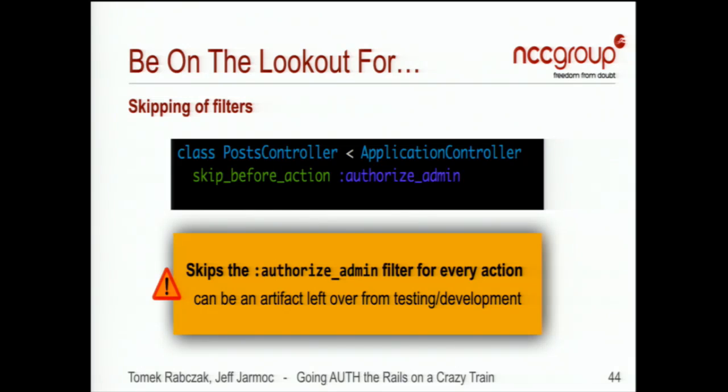Skipping of filters. This is one of the first things that I look for. Pretty much grepping for skip_before_action, skip_before_filter, and assessing why they are doing this. Did they actually mean to do it? Was it kind of lazy coding? You might think of an example where a developer wants to test their application using curl, right? And so they're going to add skip_before_action :verify_authenticity_token because the CSRF token is being annoying. They forget to take it out, and now you have an entire controller that is vulnerable to CSRF.